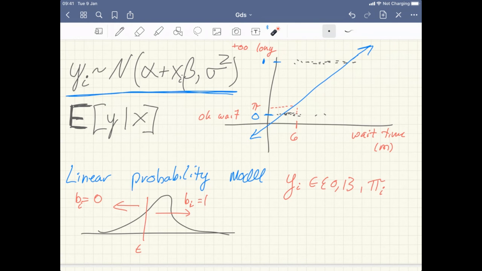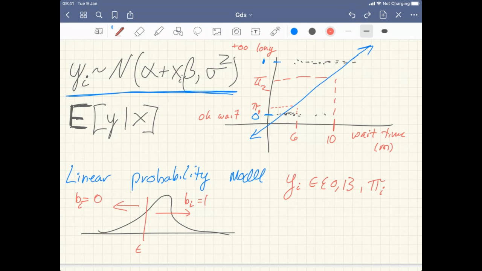We'll get there, Noah. So in the linear probability model, as x increases, the probability y is 1 increases. So if we're waiting for 10 minutes at a pub, then this probability is going to be larger. So let's call this probability 1, and we'll call this probability 2. This probability is going to be smaller than this probability. Okay?